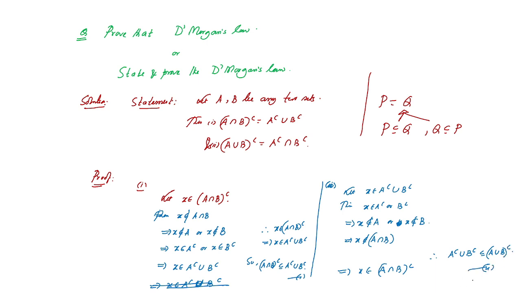So this is true. From 1 and 2 we conclude (A intersection B) complement equals A complement union B complement. In a similar way you can prove 2. This is your self exercise.